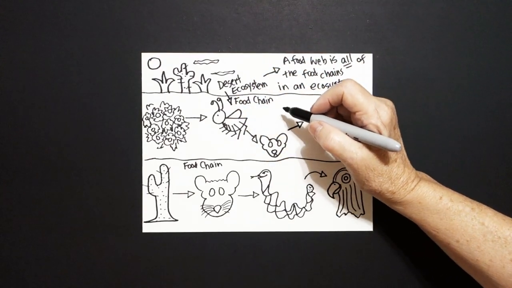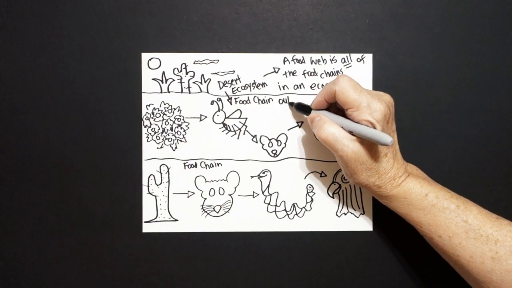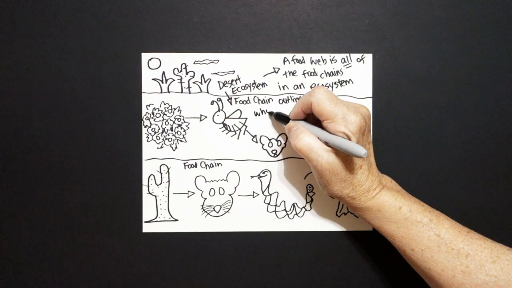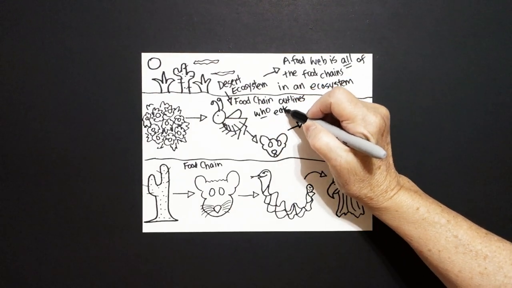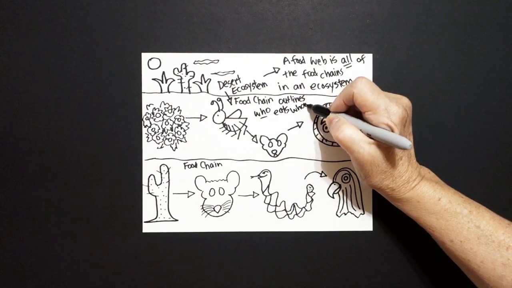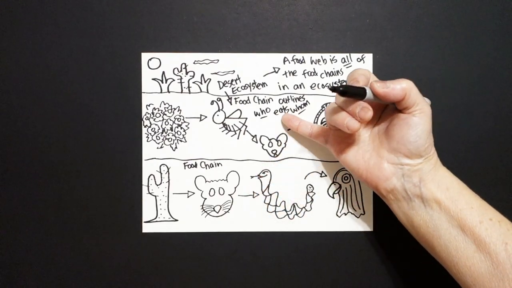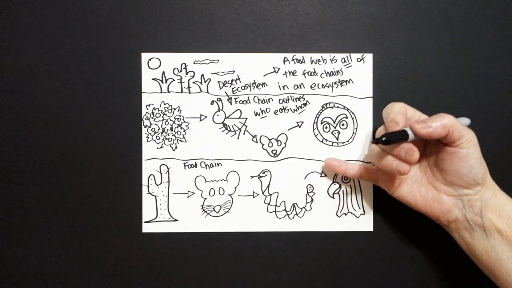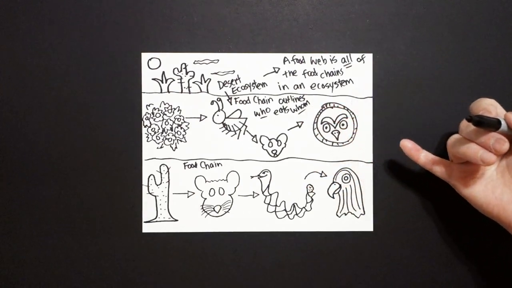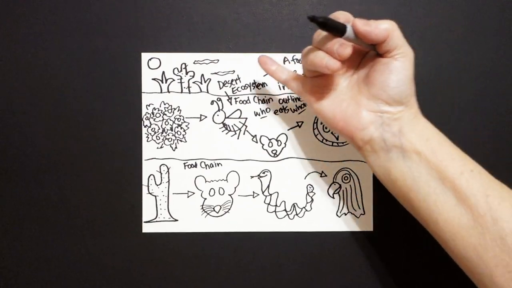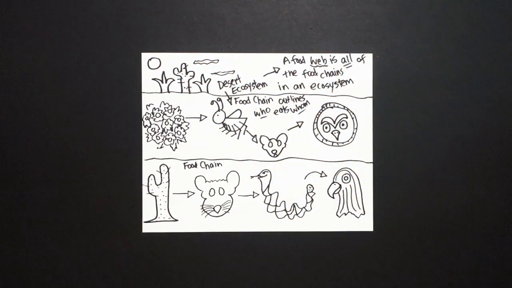A food chain outlines who eats whom. Okay, so two food chains, or more than two food chains, really, there's a lot of different food chains, make up a food web. The food web is part of the bigger desert ecosystem.